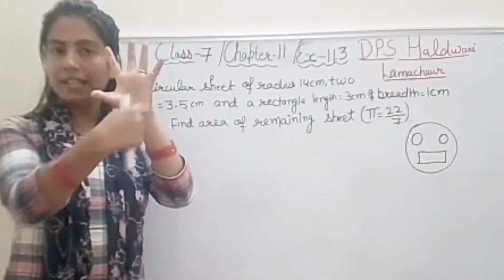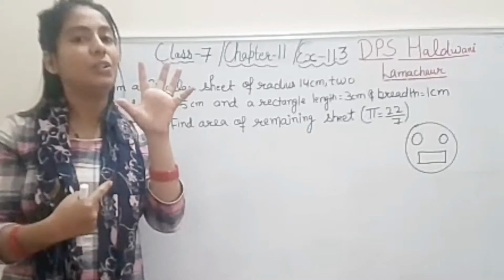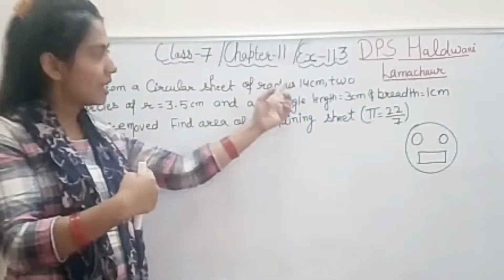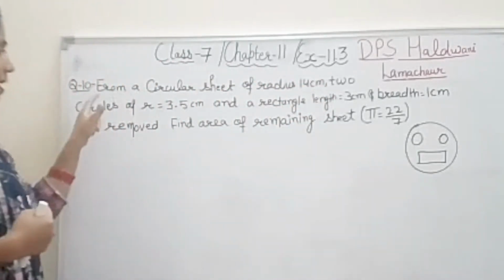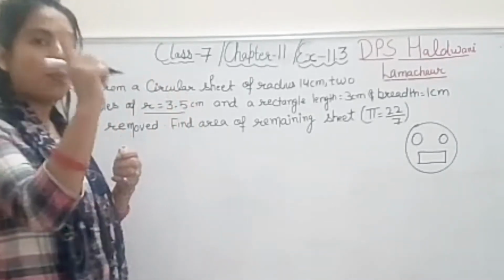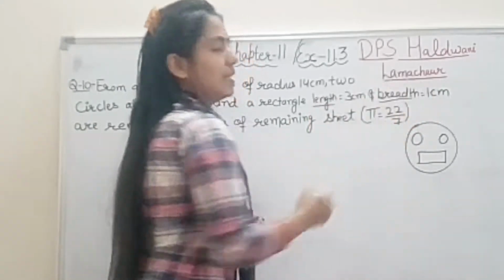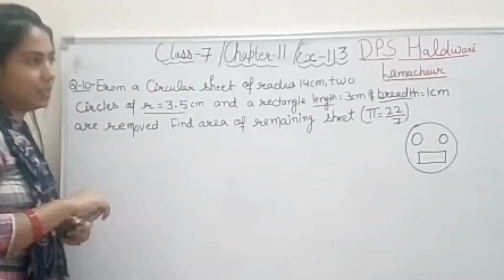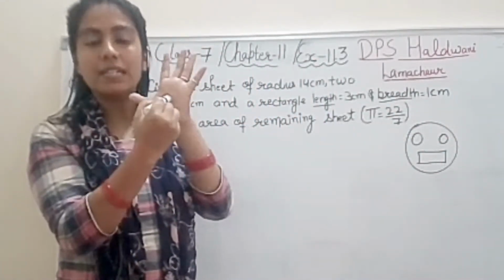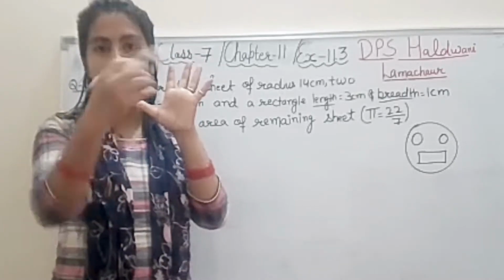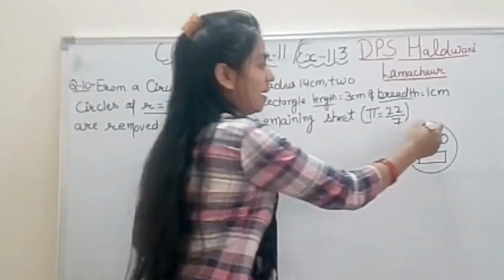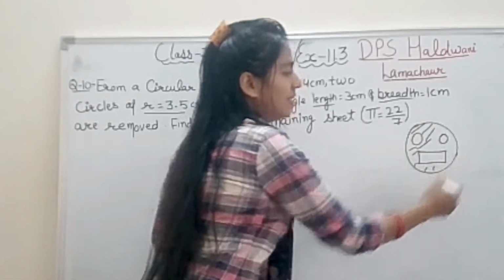Question number 10: from a circular sheet of radius 14 centimeter, one circular sheet is there, and if we talk about any circle, we always talk about either diameter or radius. So the radius of the circular sheet is 14 centimeter. Two small circles of radius 3.5 centimeter and one rectangle whose length and breadth are given to you are removed. It means one full circular sheet is there, and from this circular sheet two small circles and one rectangle shape are removed. You have cut them, right students? And the question is, find the remaining area of the sheet.